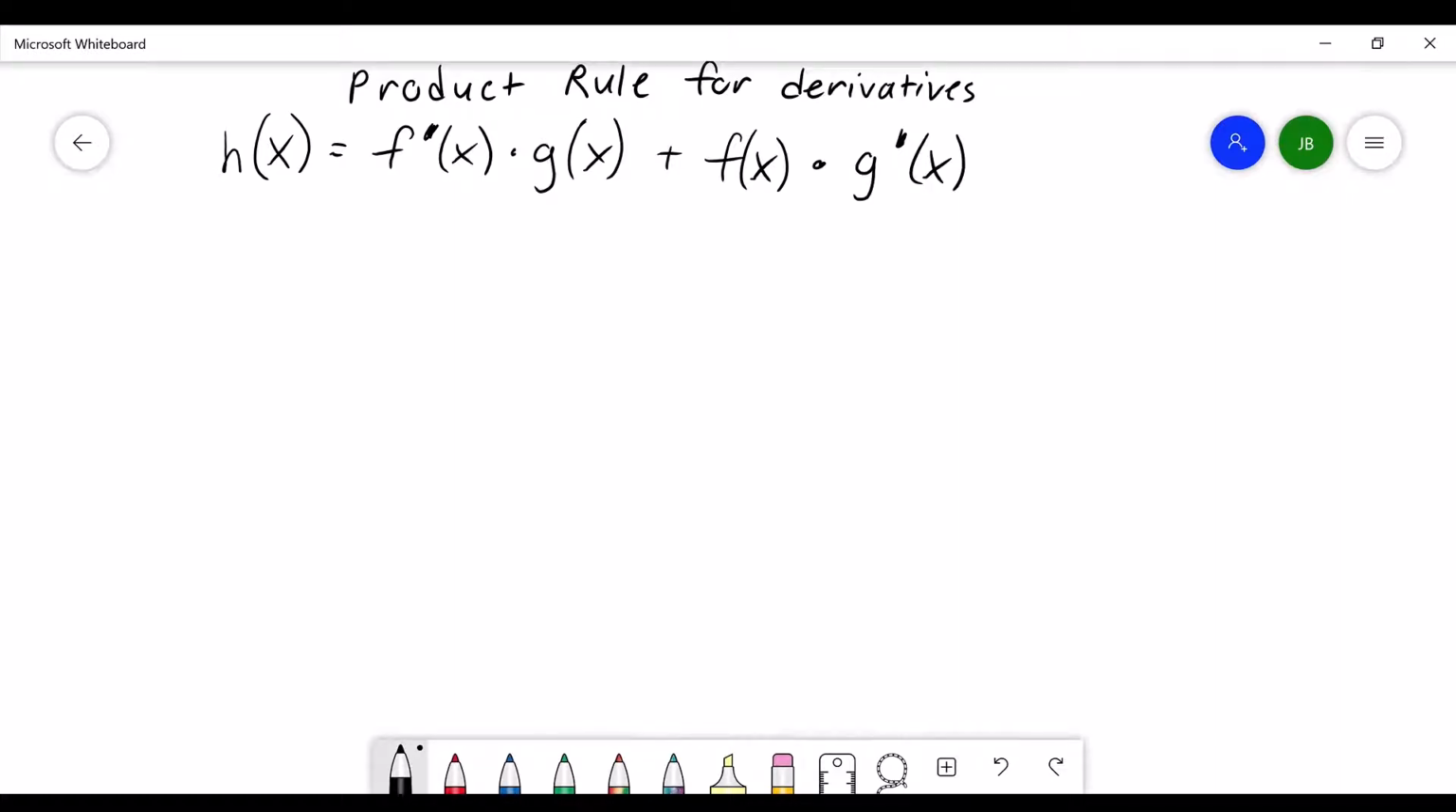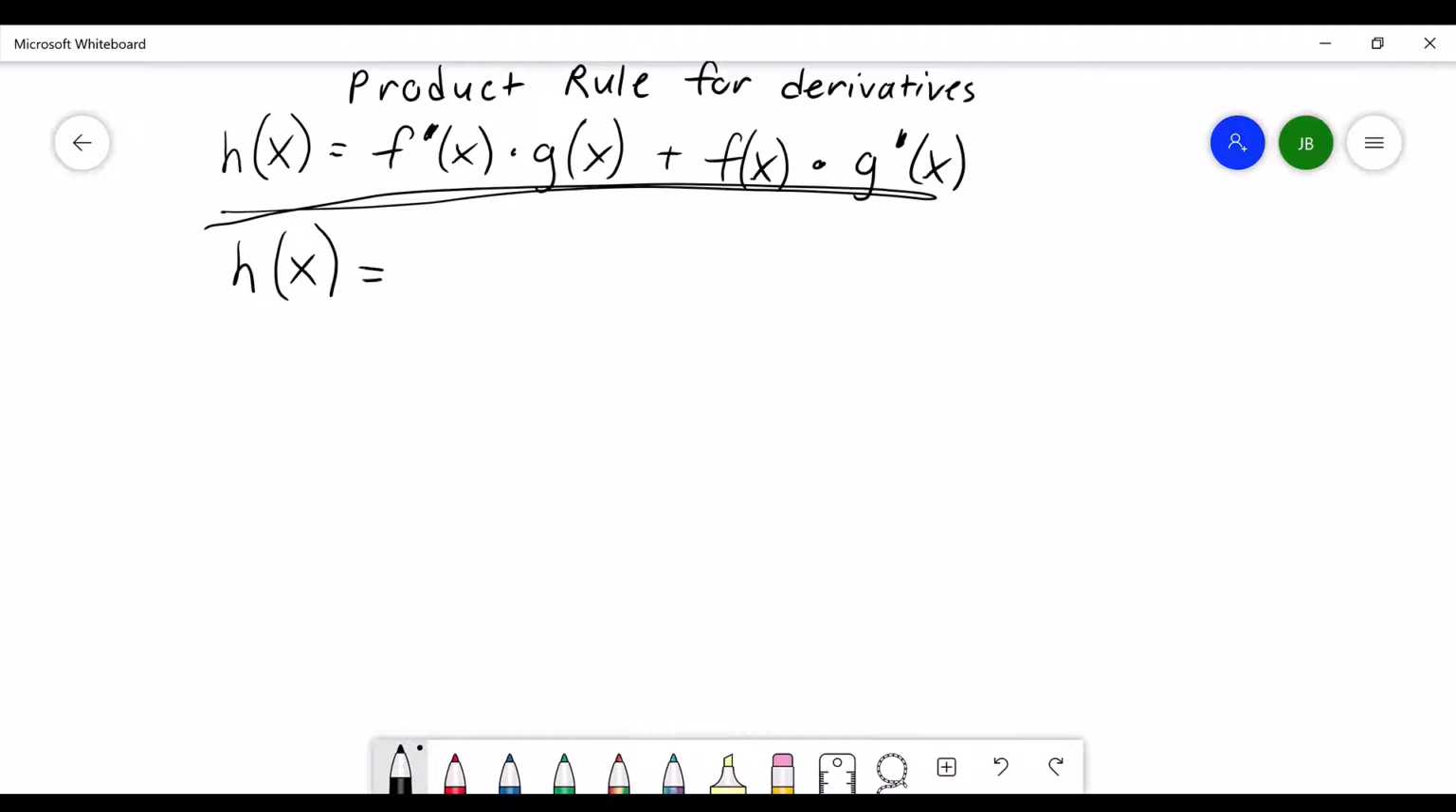Today I will be teaching you the product rule for derivatives. Here is the product rule formula. h prime of x equals f prime of x times g of x plus f of x times g prime of x. It may look confusing, and really it is at first glance, so let's work an example. That's my favorite way of working through complicated looking problems.